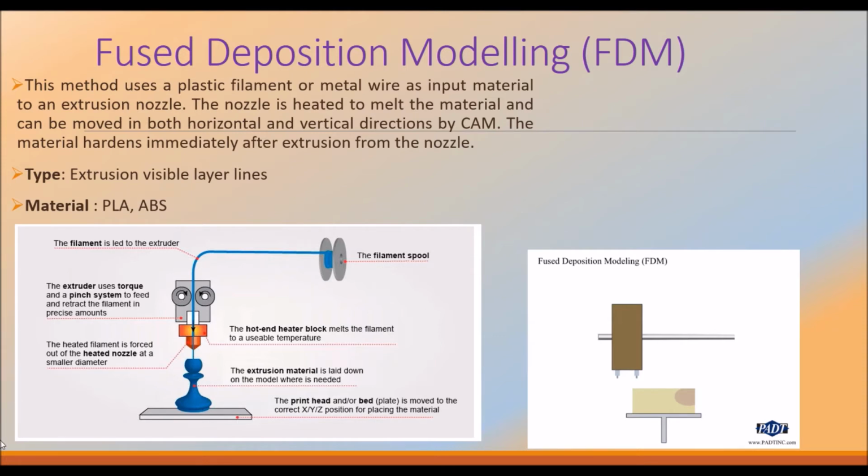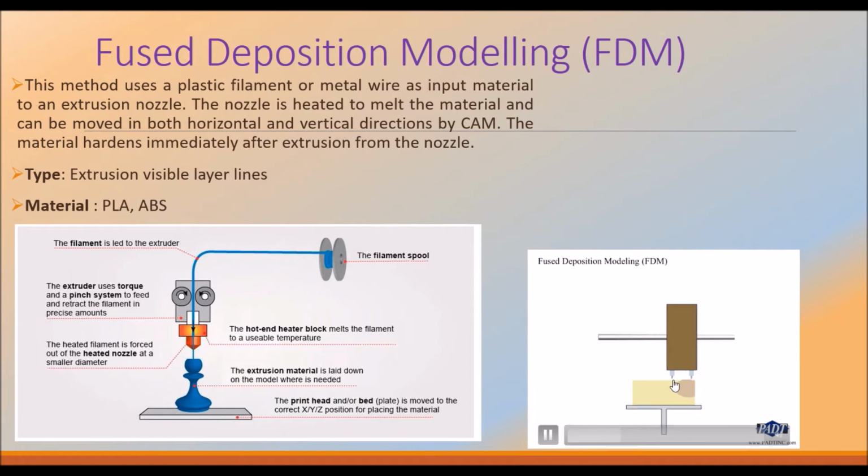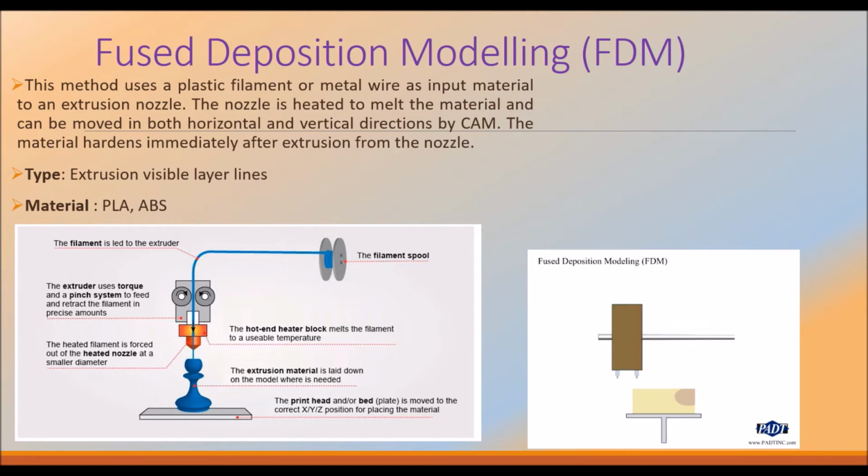This is how FDM works, and here in the GIF you can see FDM working. In this GIF, this is the nozzle where the extruder material comes out, moving left or right, and it is printed on the bed. The required shape given in the CAD model is printed on the bed. The materials used here in FDM are PLA or ABS. So this is regarding the FDM machine.